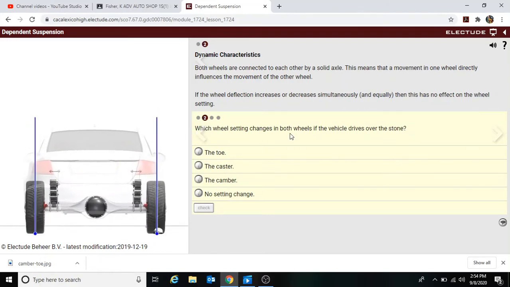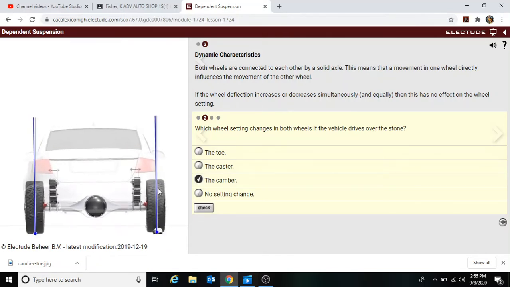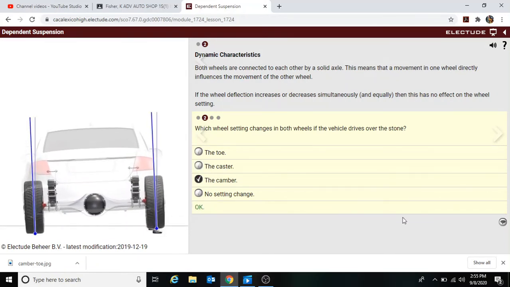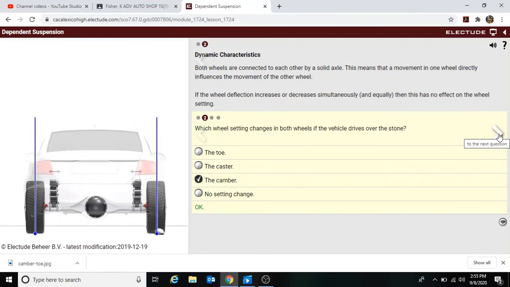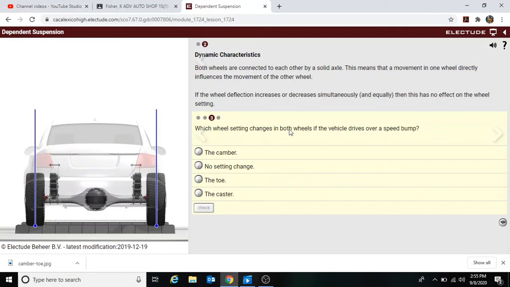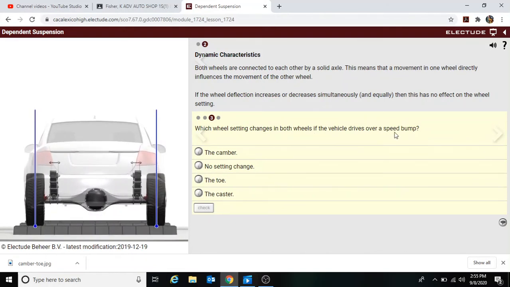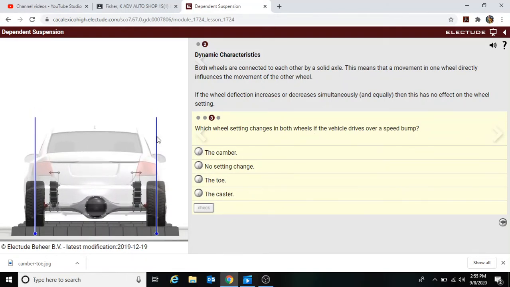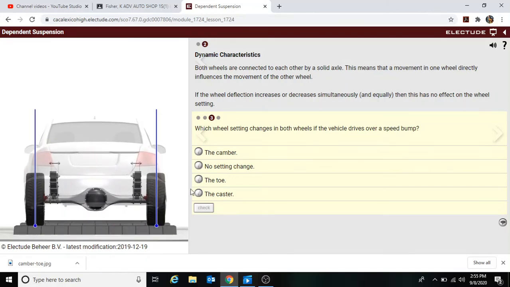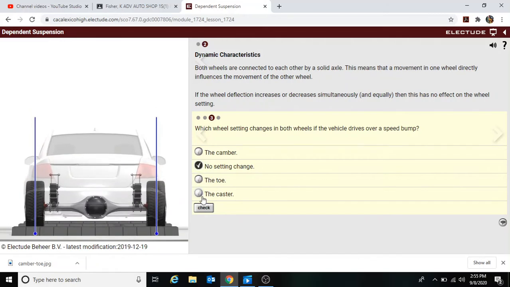Which wheel setting changes in both wheels if the vehicle drives over the stone? Well, this goes back to camber again. The angle of the tires, either in or out, positive or negative. Which wheel setting changes in both wheels if the vehicle drives over a speed bump? And if you watch, do you see any movement in the blue line? No. So there is no setting change.